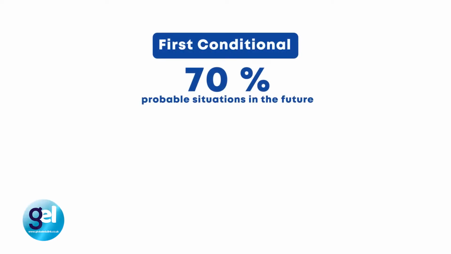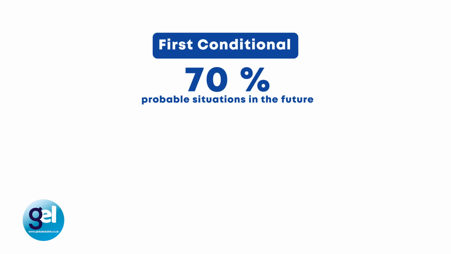The first conditional talks about things that are probable and highly likely, so about 70%. The second conditional talks about unreal or imaginary situations and consequences. And the third conditional talks about hypothetical or imaginary situations in the past. The first conditional is 70% possible or probable, some kind of probable situation in the future. It refers to present or future, possible or likely situations.